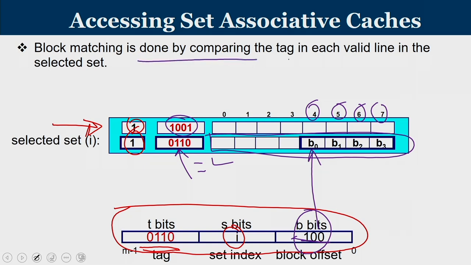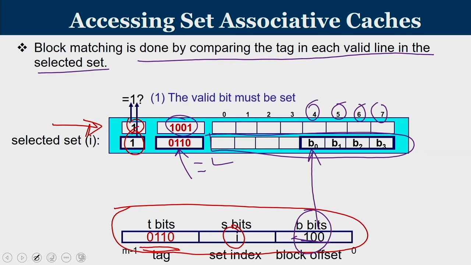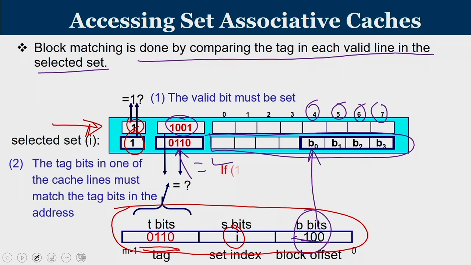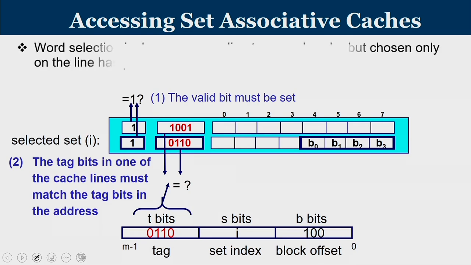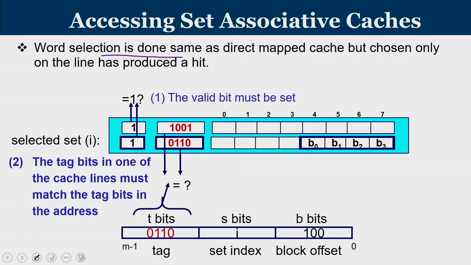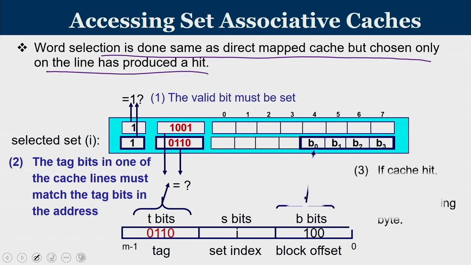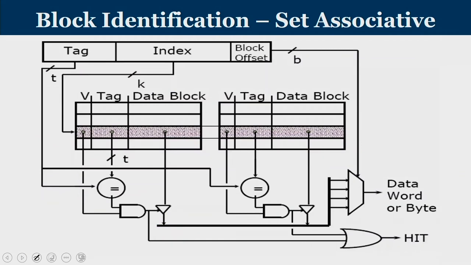So block matching is done by comparing the tag with each valid line in the selected set. The valid bit should be 1 and the tag should match. If both conditions hold, it's a cache hit. Once there is a cache hit, word selection is done the same as in a direct mapped cache, by choosing the line that produced the hit. If it's a cache hit, the block offset selects the starting byte. So this is how a conventional two-way set associative cache looks.